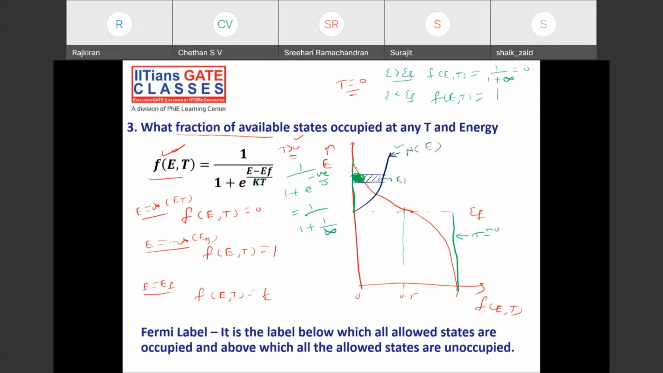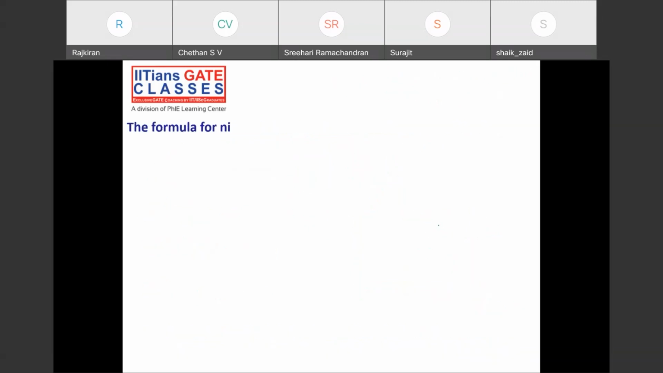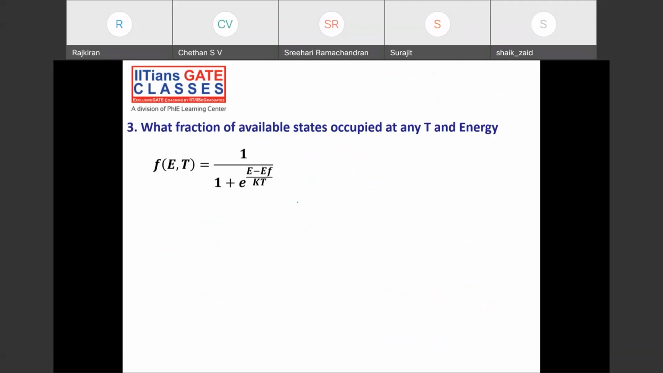If you go above, you see that out of the available states, only this much is occupied, right? So your concept is clear now. With this idea, if I want to find out the formula for Ni, you two should tell me quickly. You are now capable of answering this question.